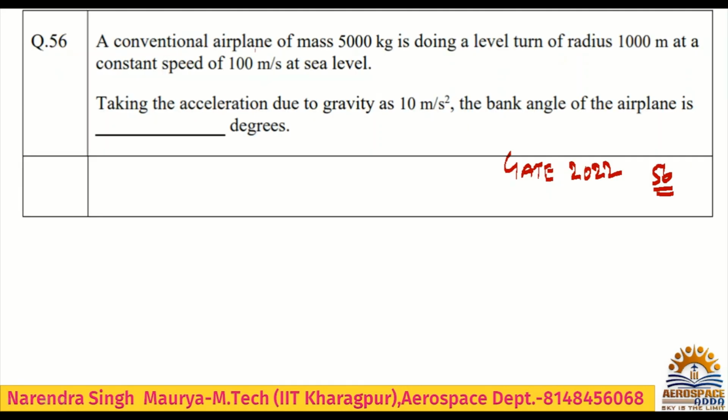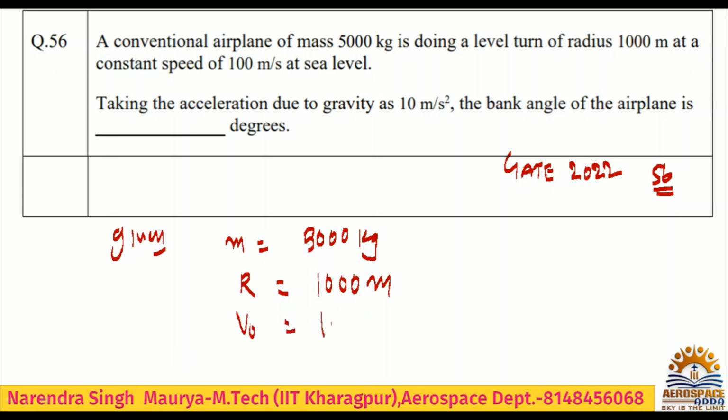Now check a conventional airplane of mass M. They have given how much? 500 kg, doing a level turn of radius 1000 meter. Okay, so level turn is given, and the radius is 1000 meter. Constant speed during turning, V naught, is given as 100 meter per second at sea level.